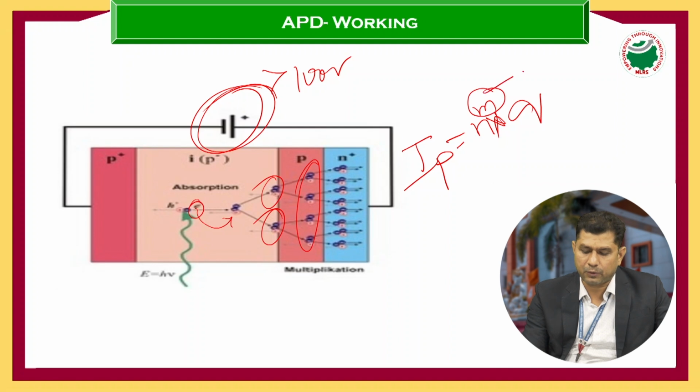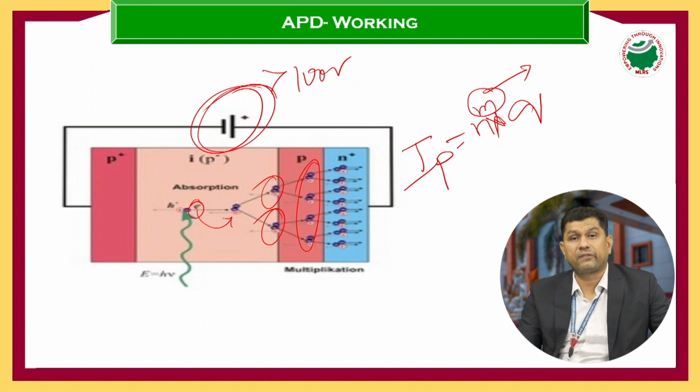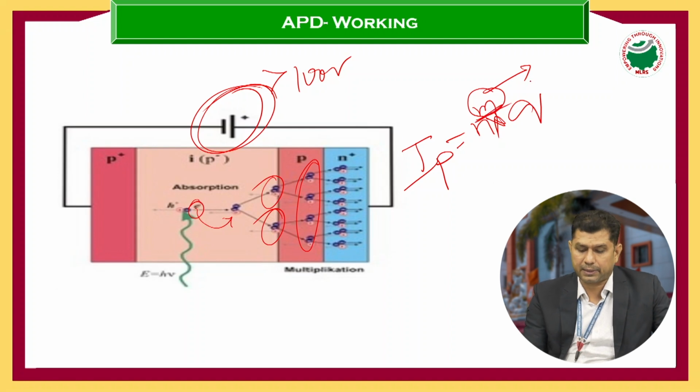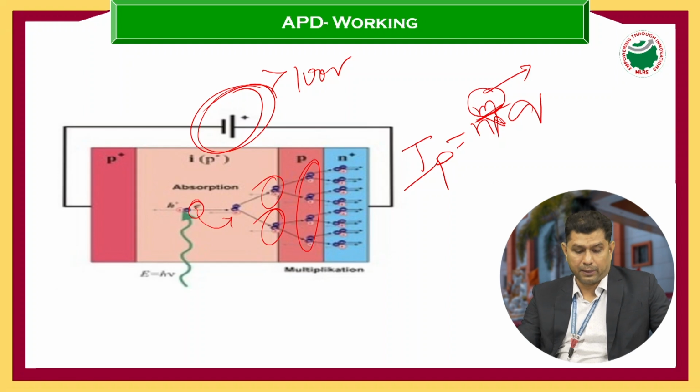What is this M? It is the multiplication factor, meaning how many charge carriers are produced, because initially a primary electron is there, and that produces secondary electrons. How much multiplication takes place is represented by this M. This is about the APD working.